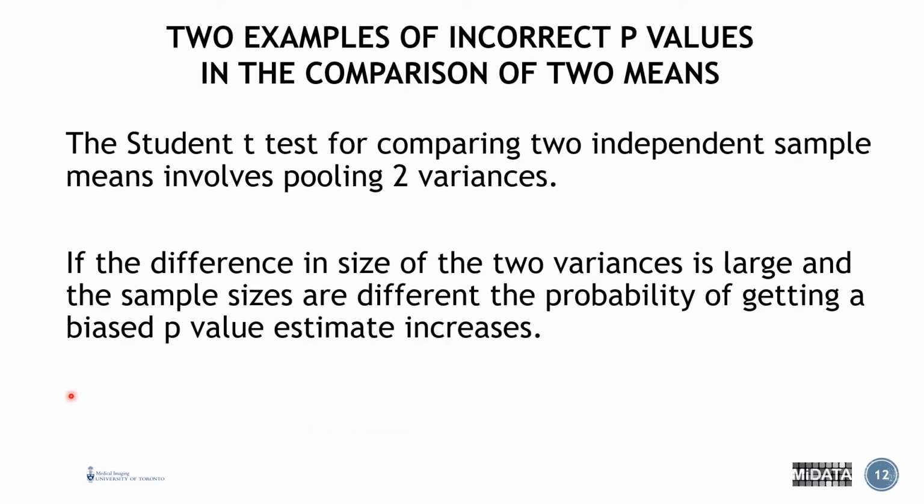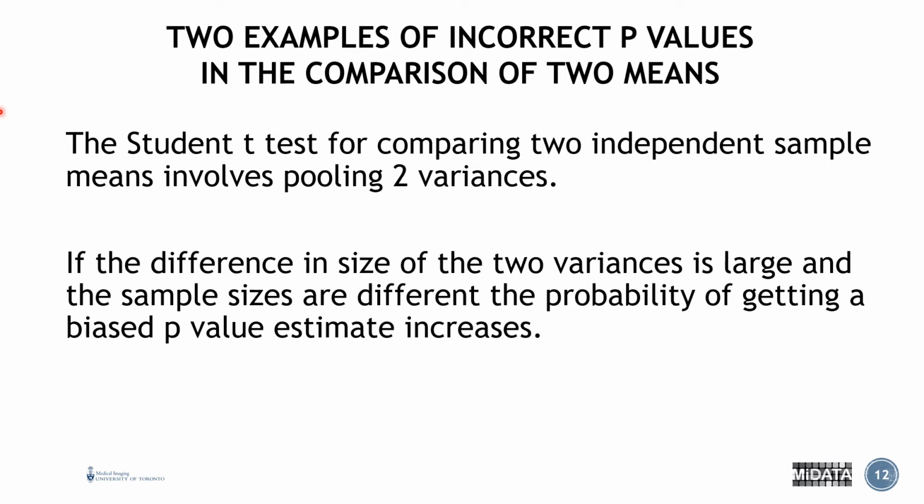Okay, the next few slides are a bit of a brain teaser. It's just to strengthen your knowledge about what we've covered so far in this lecture. Here are two examples of incorrect p-values in the comparison of two means. The Student t-test for comparing two independent sample means involves pooling two variances, and we saw that in the previous slides. If the difference in size of the two variances is large and the sample sizes are different, the probability of getting a biased p-value estimate increases.